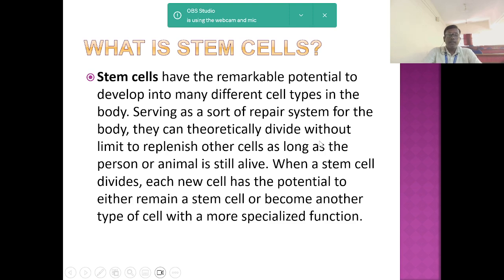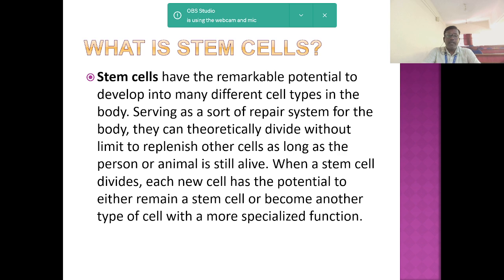What is a stem cell? Actually, stem cells are specialized cells. They have the remarkable potential to develop into many different cell types. They have two important properties. One is they are able to make more cells like themselves, which is called self-renewal. The second important property is they can become other cells that do different things. That process is called differentiation. That means they can become another type of cell with more specialized functions.